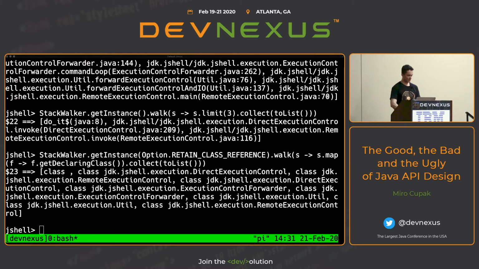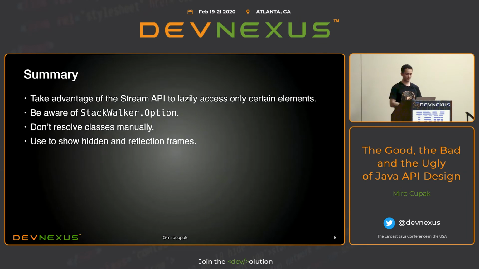So to recap, what have we seen here? Well, with Stack Walker, you can now take advantage of the stream API to lazily access only certain elements of the stack. Be aware that there are configuration options available. We've seen the one that allows you to retain class references, so don't resolve classes manually by name. There are other options as well. We can, for example, show hidden or reflection frames.